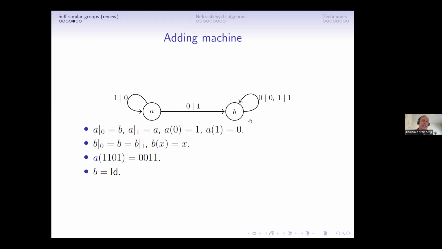B just computes the identity function, because given any input, you output the same letter, and you never leave state B. So you're just going to keep outputting whatever you input. And so these generate a copy of Z. And if you view infinite strings of zeros and ones as two-adic numbers with least significant digit first, then this is adding 1. So it's sometimes called the two-odometer.